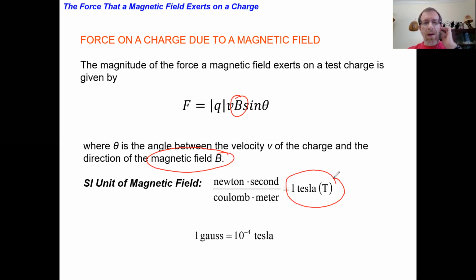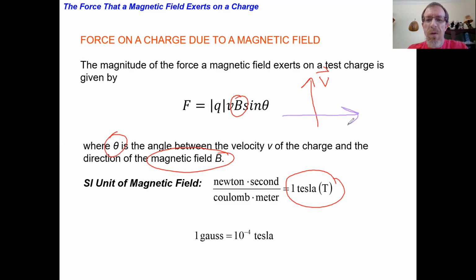We're going to do an example problem real quick, but I also want to stress that the angle theta is the angle between the velocity of the charge and the direction of the magnetic field. Say we had a charged particle moving in that direction, and a magnetic field directed to the right. That looks like about a 90-degree angle. That angle would be the theta I would use in this formula.